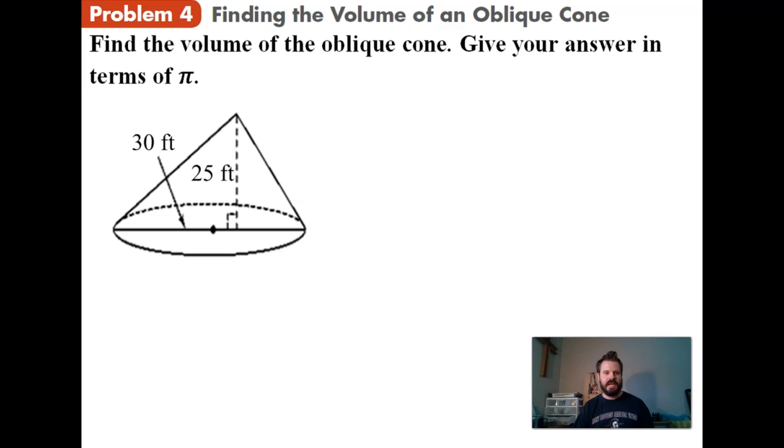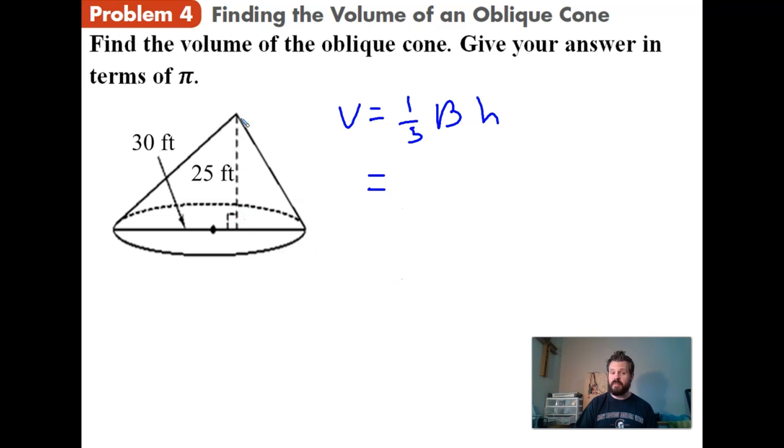Last problem for the day then, find the volume of the oblique cone. Oblique just means that it's shifted off to the side. Notice the height isn't going straight through the center. The cone is slanted. Now for volumes, whether we're talking a right cone or an oblique cone, same thing with pyramids, the volume is going to be the same. So we're going to use our same formula.